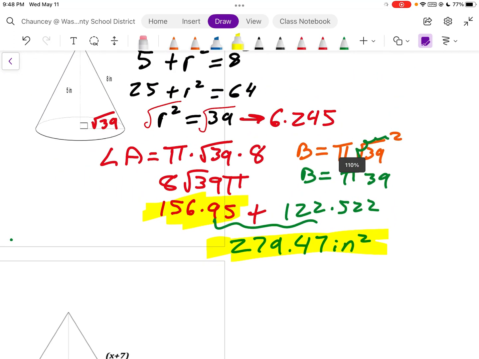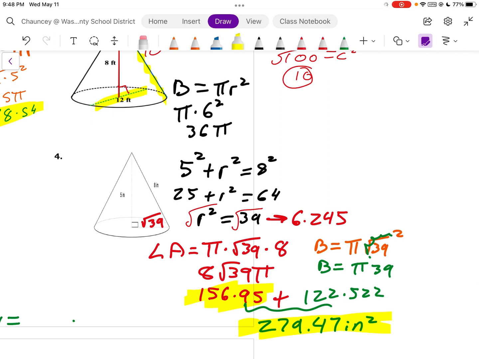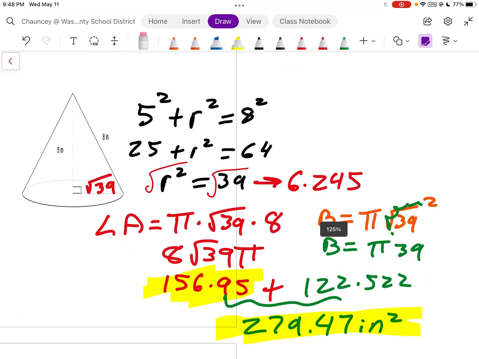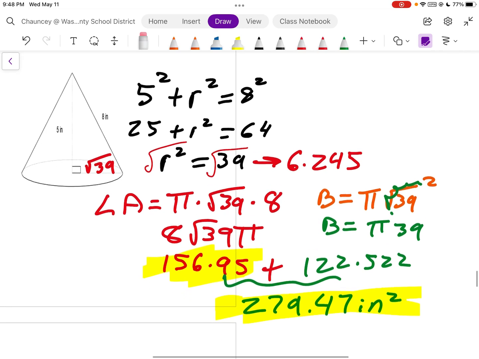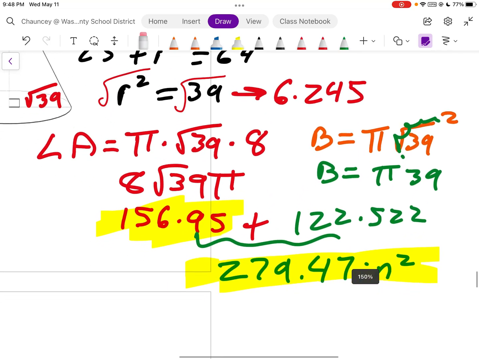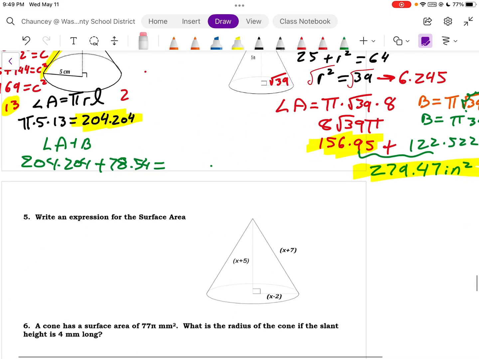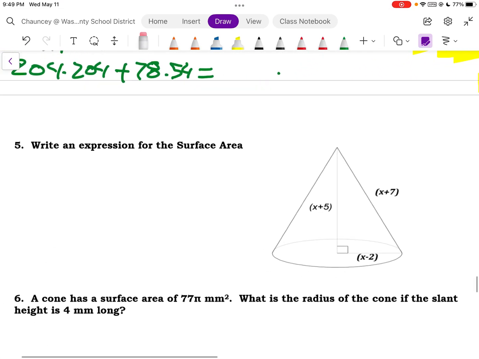And I'll zoom out a little bit so you guys can kind of re-see that. This is from the previous problem. So again, we had to use some Pythagorean. We left it as radical 39, plugged it in, found our lateral area, found our base, added them together, and that's what we came up with. Capiche? Like I said, you could always just pause this as we go.